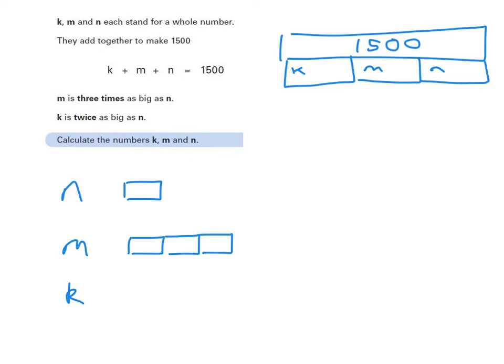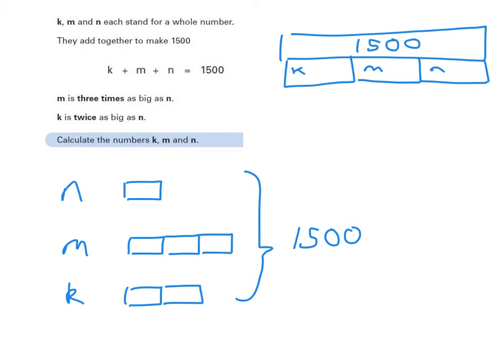Okay. So I read my next clue. K is twice as big as N. So if N is represented by 1 bar, K will be represented by 2 bars. And I know that all of these, when I add them together, will make 1,500. I still don't have a solution to the problem.